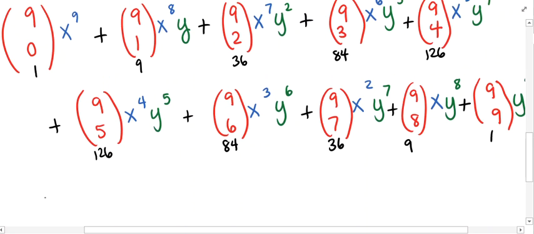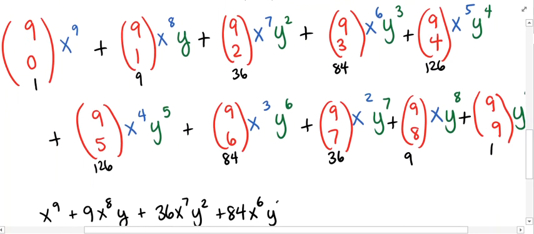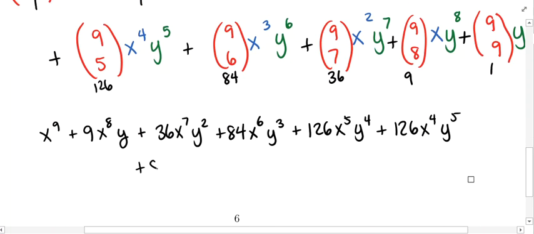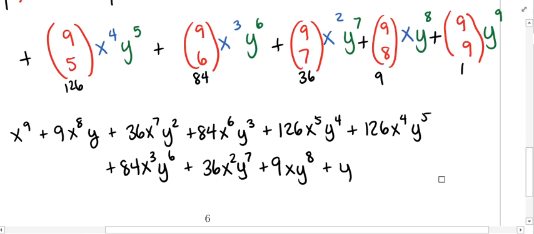This is going to be 1 times x to the 9th plus 9 times x to the 8th times y plus 36 times x to the 7th times y squared plus 84 times x to the 6th y to the 3rd power plus 126 times x to the 5th times y to the 4th plus 126 times x to the 4th y to the 5th plus 84 x cubed times y to the 6th plus 36 x squared y to the 7th plus 9 times x times y to the 8th plus 1 times y to the 9th. Here is our expansion of this binomial.